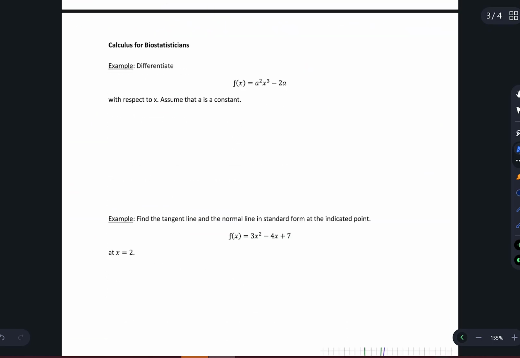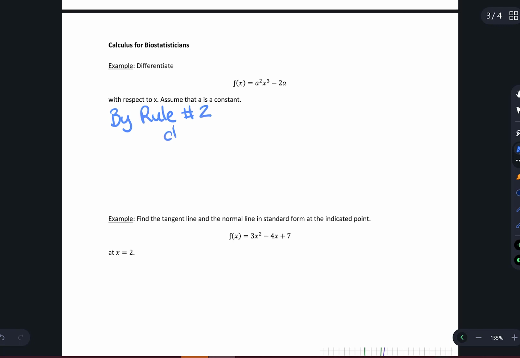Looking at another example, and this example is going to help illustrate the importance of keeping in mind what is constant and what is not constant. So here we're going to differentiate the function with respect to x, assuming that a is constant. So since a is constant, it's going to act like any other constant number, 2 or 3 or a million. It's just a number that's constant, and we're taking the derivative with respect to x.